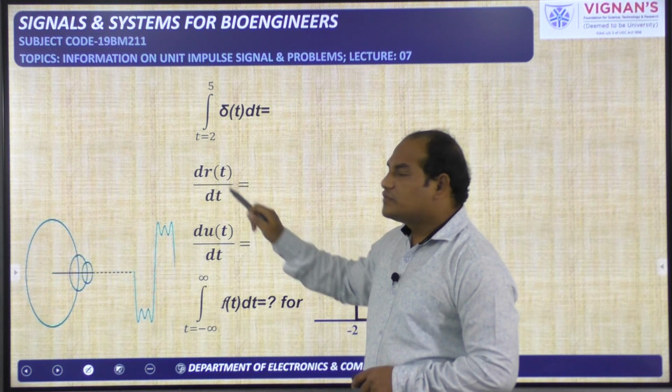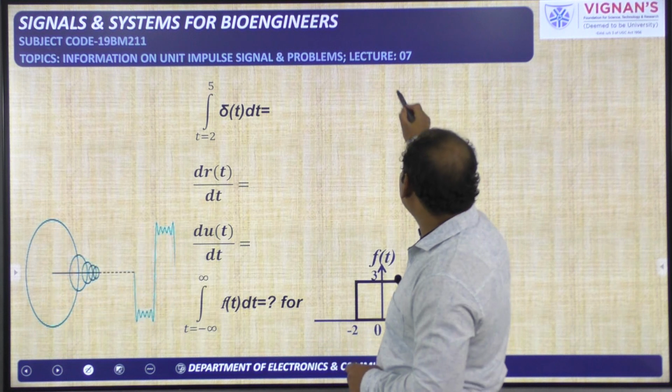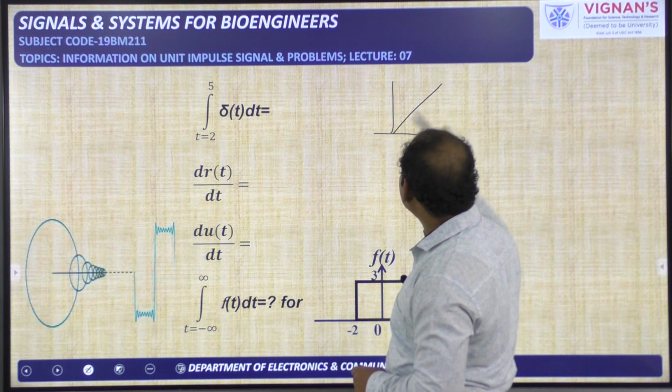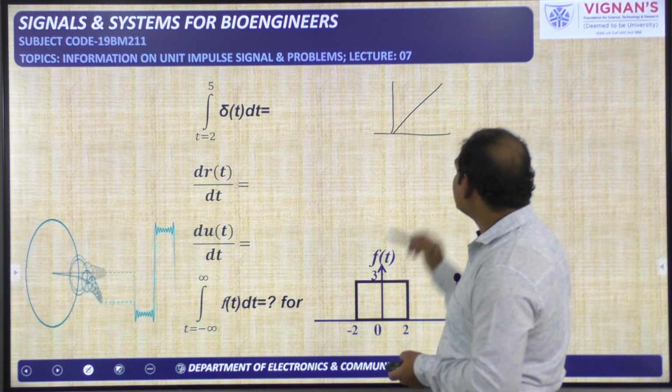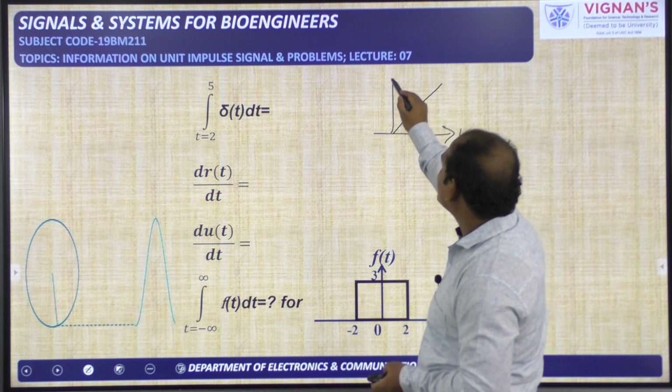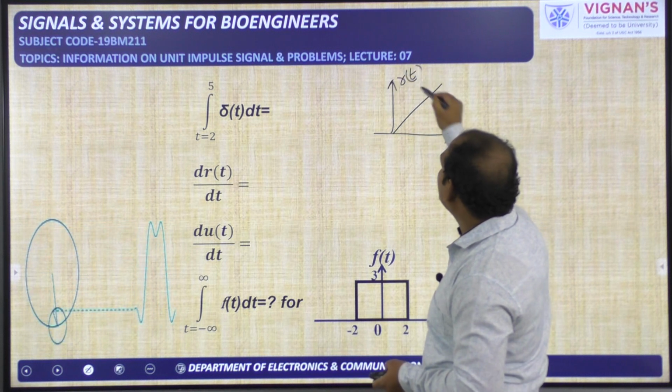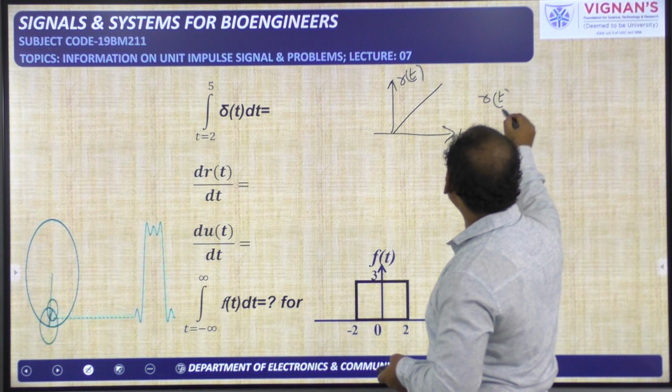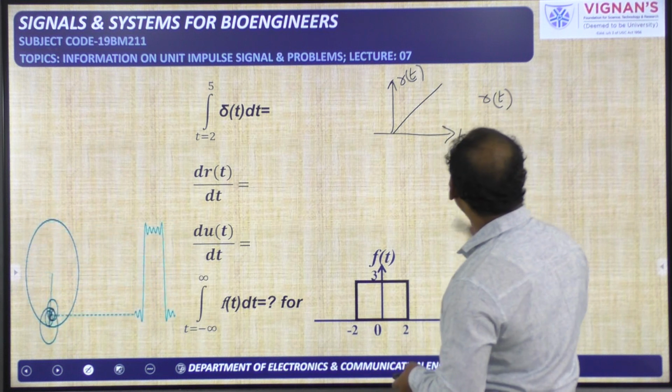Now here, derivative of the ramp signal. Derivative of the ramp signal we need to perform means you see like this, or mathematically we will see that is easy. On x-axis time is there, on y-axis r of t is available. We are performing the derivation for this one. What is the mathematical representation for this one?